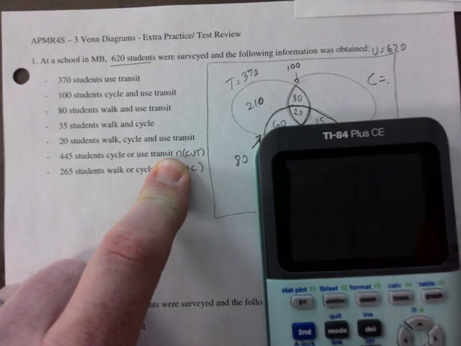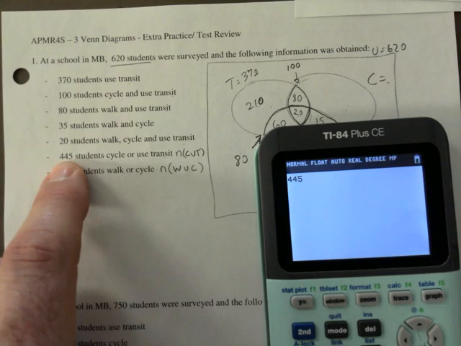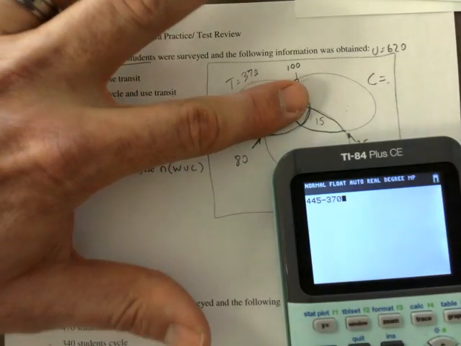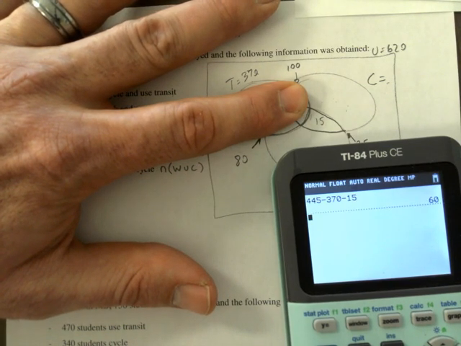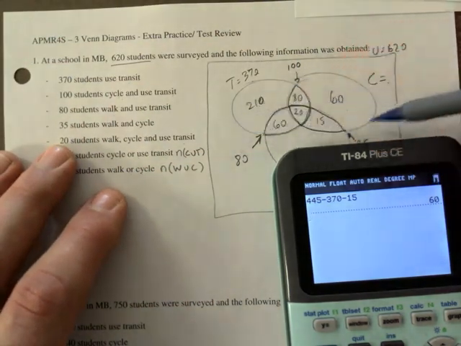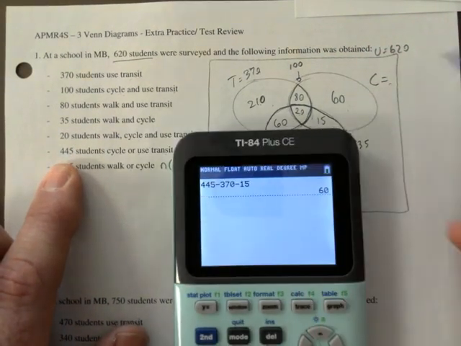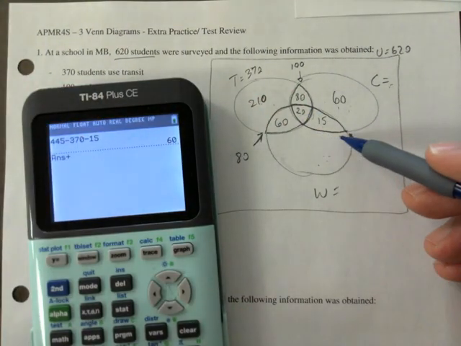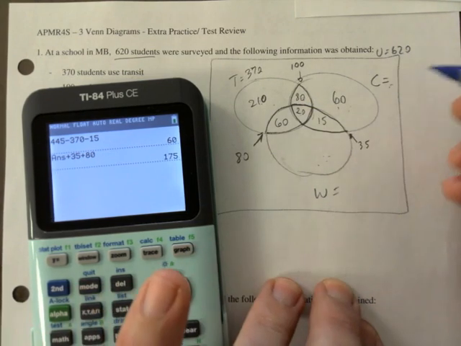So we have 445. Okay, so I'm going to grab my calculator. 445 minus, I'm going to take away 370. Right, that takes care of all of that. And I'm also going to take away 15. And that's what I'm left with here. That's 60. So these two combined add up to 445, okay? And now I can find C. So I'm going to go 60 plus 35 plus the 80, right? So that's 175.